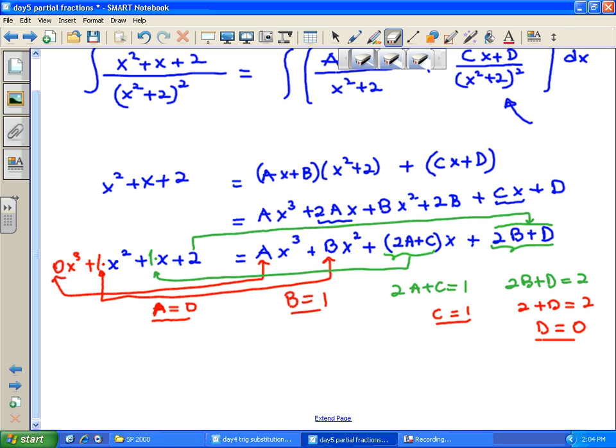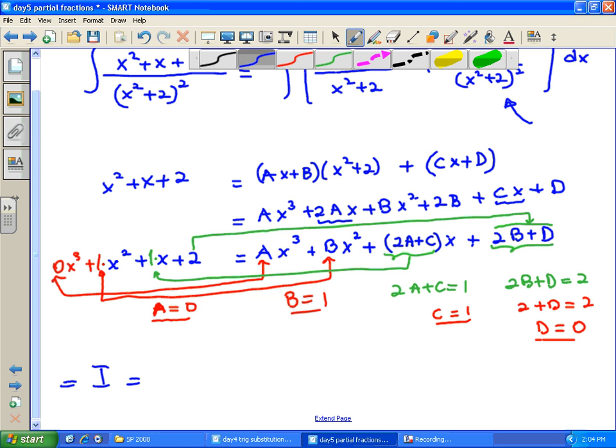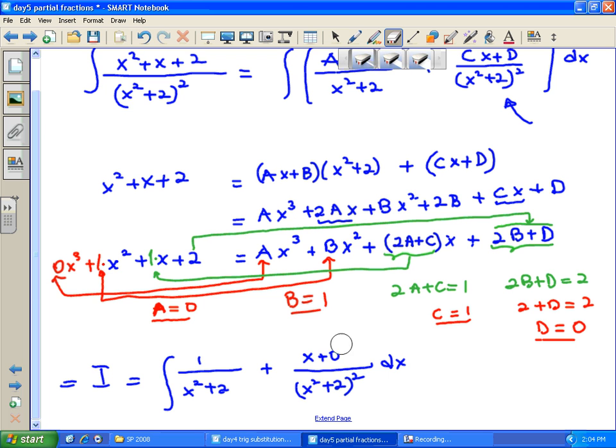The first step was ax plus b. So our integral is now I equals the integral of (ax plus b) over x squared plus 2. a is 0, so it's just going to be b over x squared plus 2. And then (cx plus d) over (x squared plus 2) squared, dx. c is 1, so 1 times x plus d, which is 0. I don't even need to bother putting that there, but I did it anyway. Okay, I'm going to get rid of that 0. We don't need it.